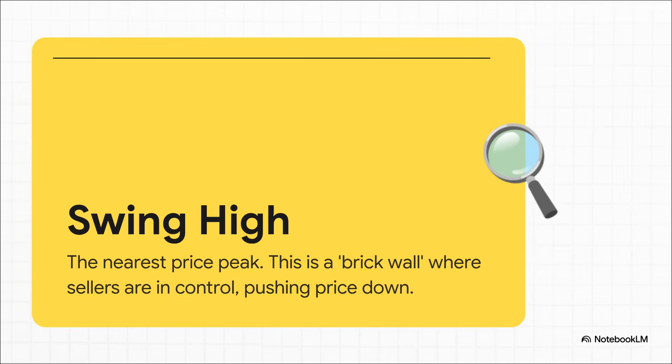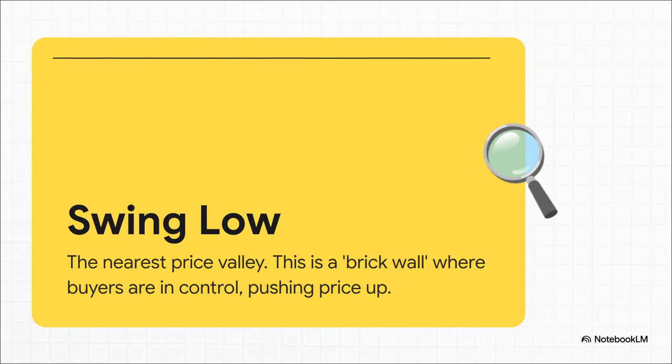So what exactly is a swing high? It's the nearest peak in price, but it's more than that. Think of it as a giant brick wall. This is where sellers are hanging out, and the last time price got there, they showed up in force and shoved it back down. They are in control at that level.